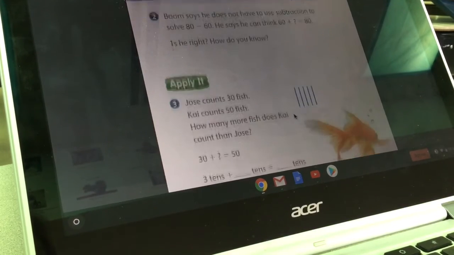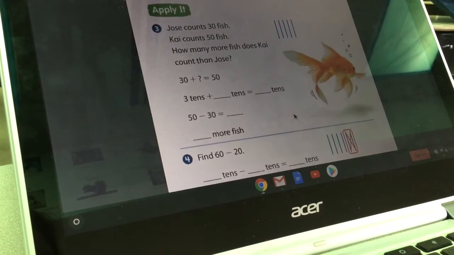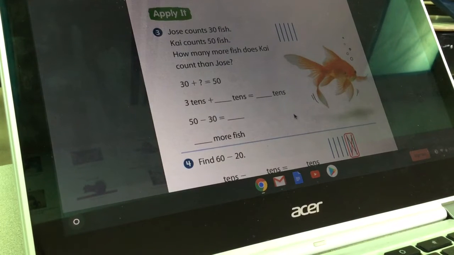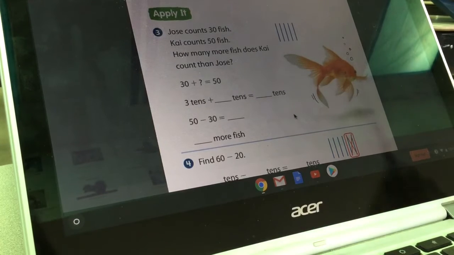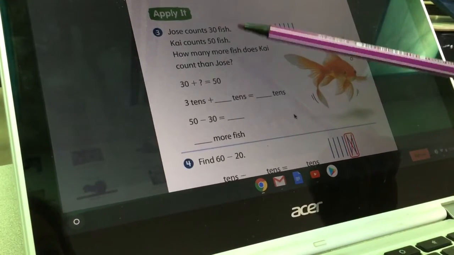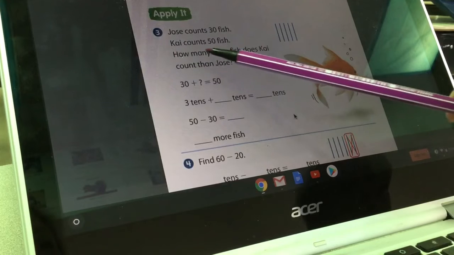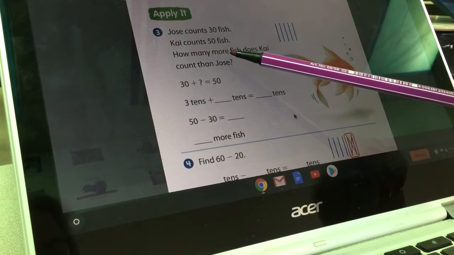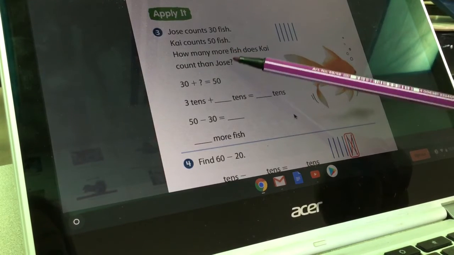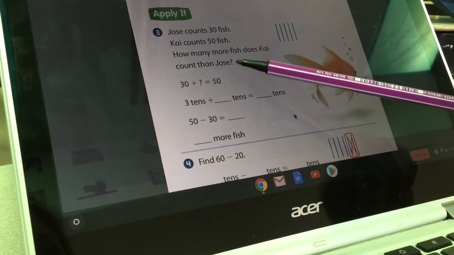All right. Let's apply it. Let's continue working on what we've learned. Jose counts 30 fish. Kai counts 50 fish. How many more fish does Kai count than Jose? We are seeing that Jose counts 30 fish. Kai counts 50 fish. How many more? Those are big key words that tell us to subtract. We could also do what Boom did and use an addition problem to find our answer.